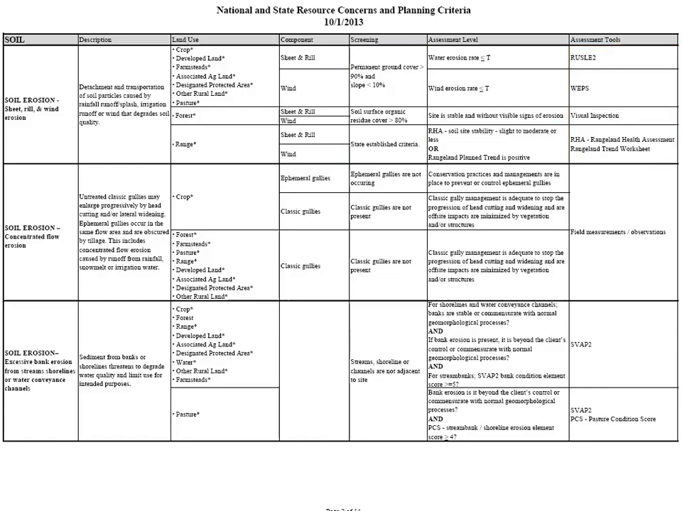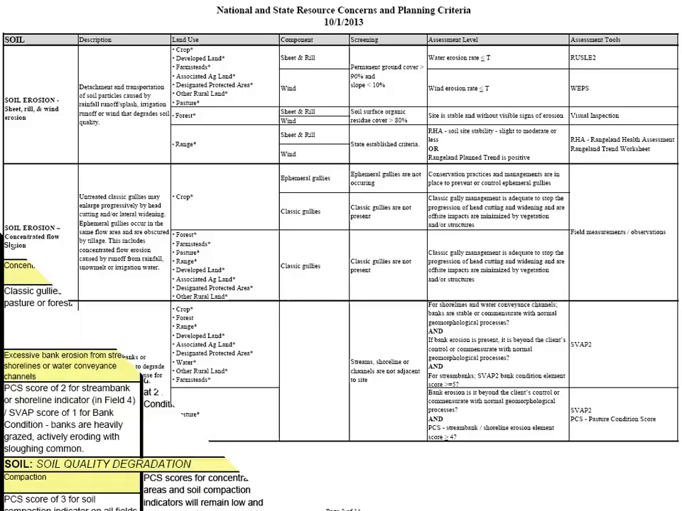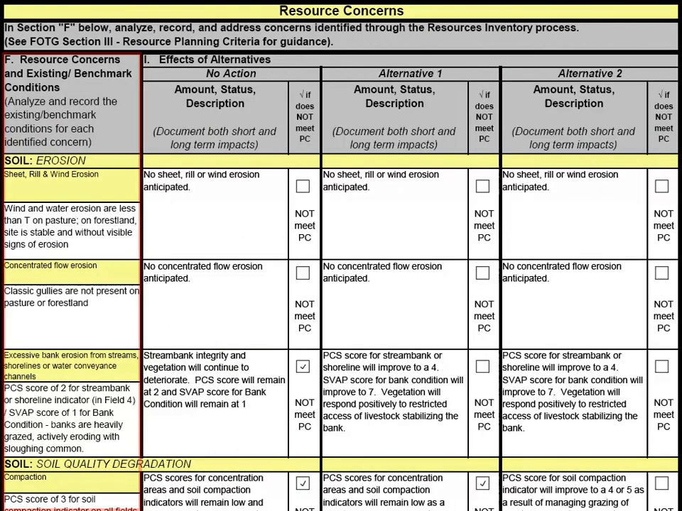Later on, when evaluating alternatives, the planning criteria was consulted again to see if the proposed alternatives would meet or not meet planning criteria. The benchmark condition for each resource concern that planning criteria says must be addressed was documented in Section F, along with other resource concerns Mr. Farmer talked about. Documentation reflected the assessment tools used in the planning process to identify benchmark conditions for each resource considered.